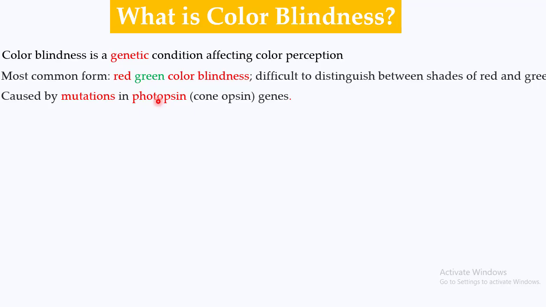As we are talking about genetic conditions, this color blindness and this red-green color blindness is caused by mutations in the genes which are known as the photopsin genes. They are also known as the cone opsin genes. So you are going to see mutations in these genes, and these mutations lead to red-green color blindness. If you talk about the genes, you should know on which chromosome they are present. For red-green color blindness, these genes are present on the X chromosome. That would mean that color blindness is an X-linked inheritance.